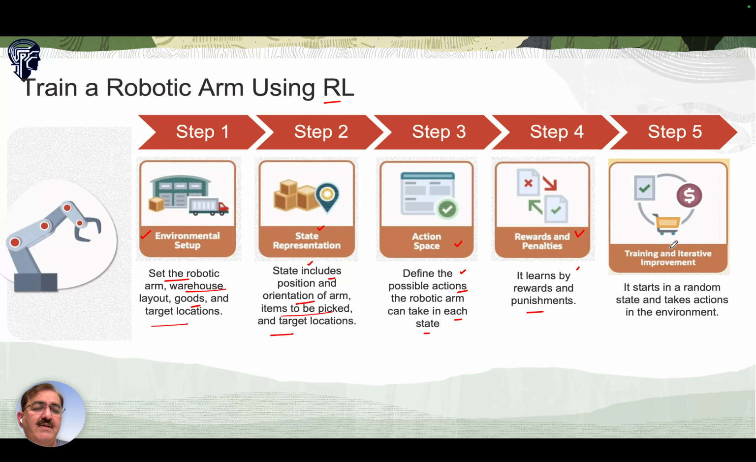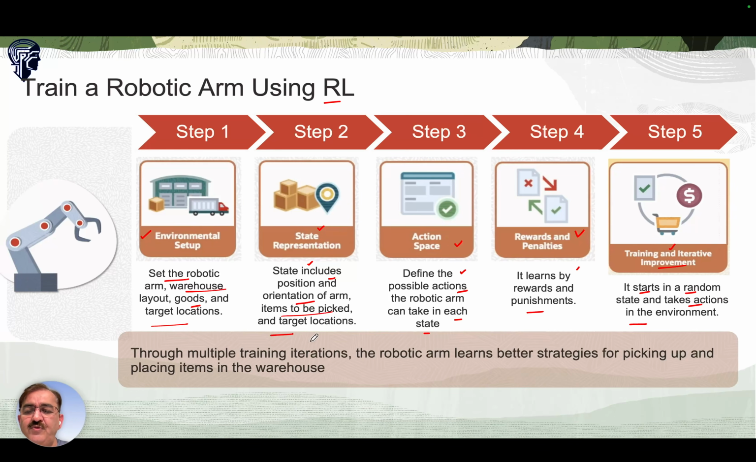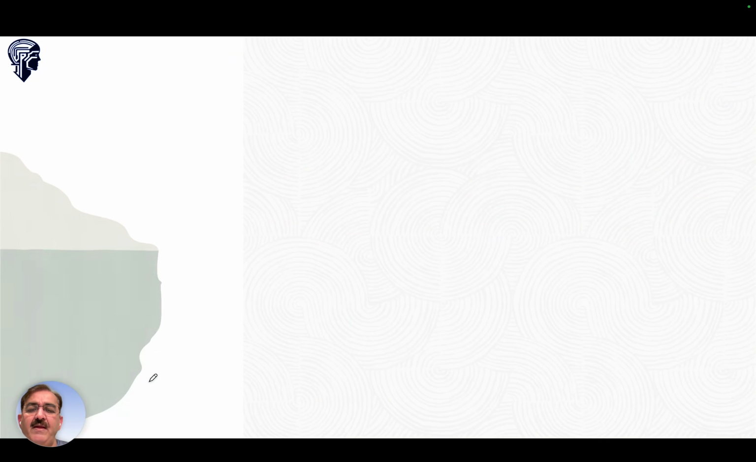The final step is training and iterative improvement. It starts in a random state and takes actions in the environment. Through multiple learning iterations, the robotic arm learns better strategies for picking up and placing the items in the warehouse. This is a very good example of reinforcement learning. That's all for this session.